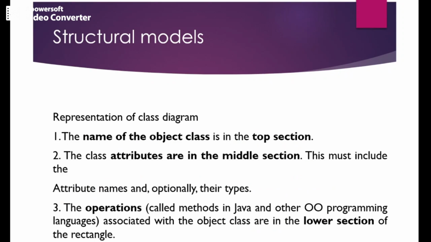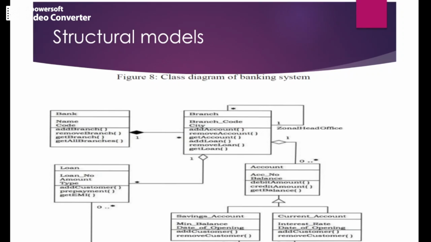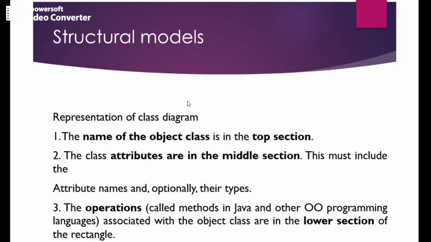Now how to represent the class diagram? That is very, very important. So we have one example: the class diagram of a banking system. You can see the rectangular boxes here. Those represent the classes. Bank is one class, branch is one class, loan is another class. These all are classes. So how are you representing it in the rectangular box?